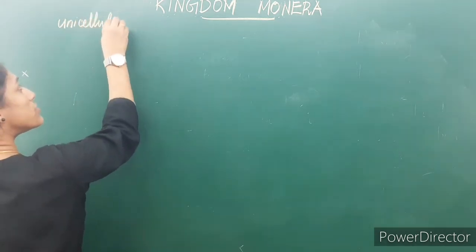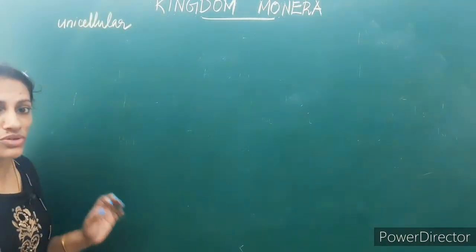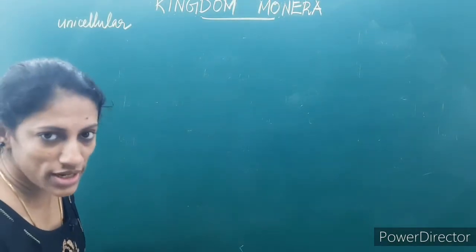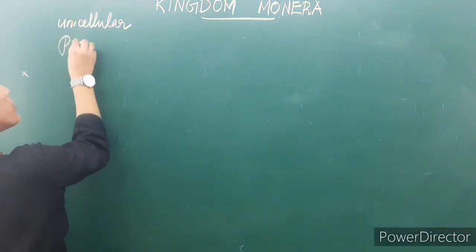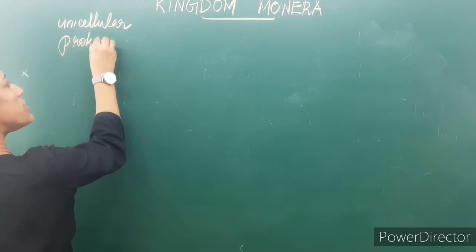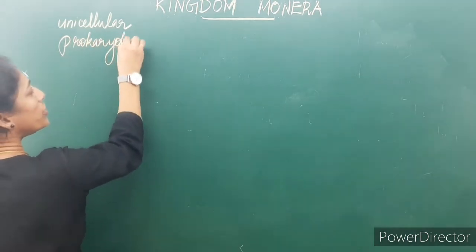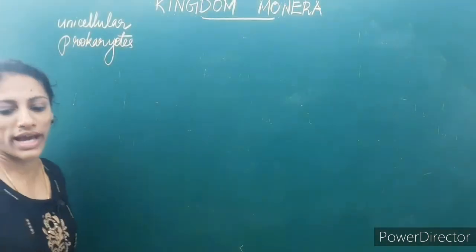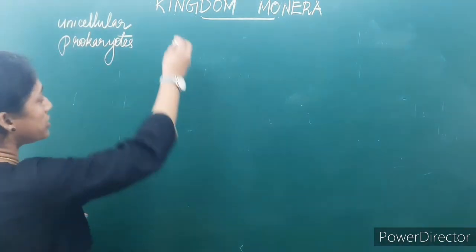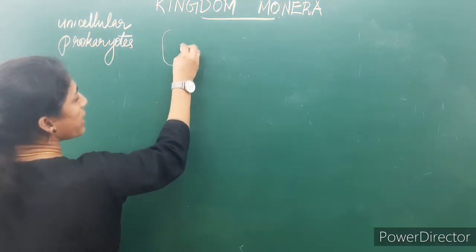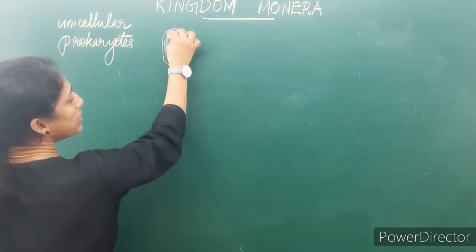Unicellular organisms, which are prokaryotes or eukaryotes? Unicellular prokaryotes. So Kingdom Monera consists of unicellular prokaryotes. What do you mean by unicellular? That means the organism has only one cell.